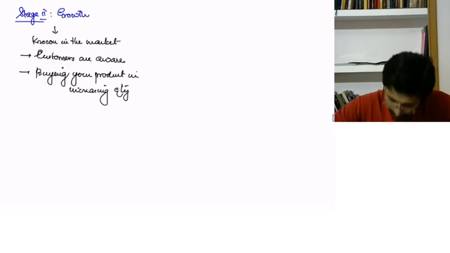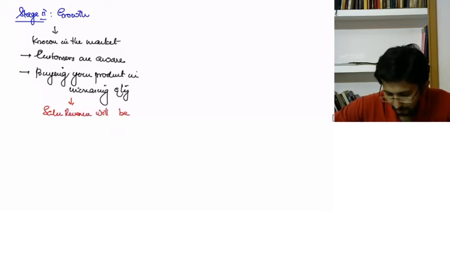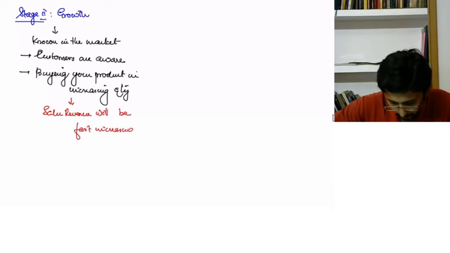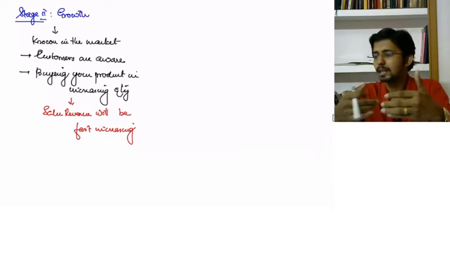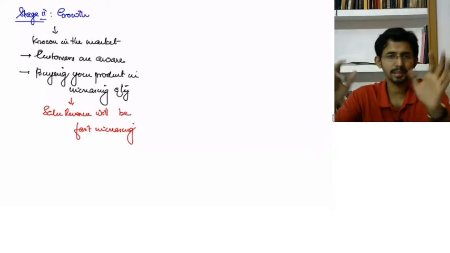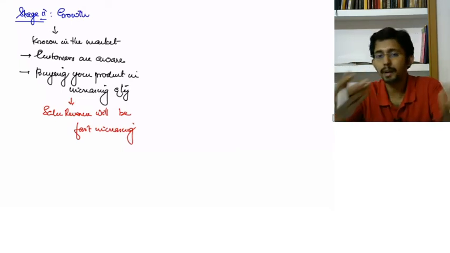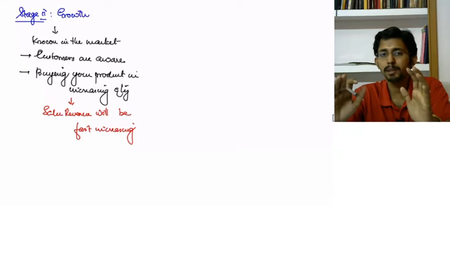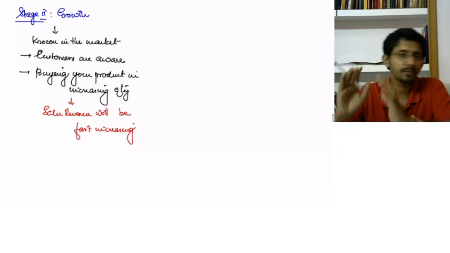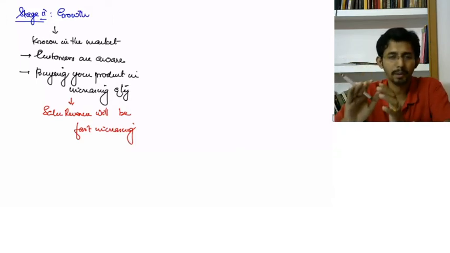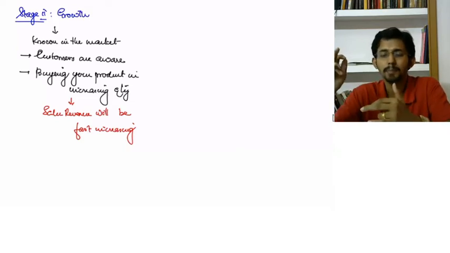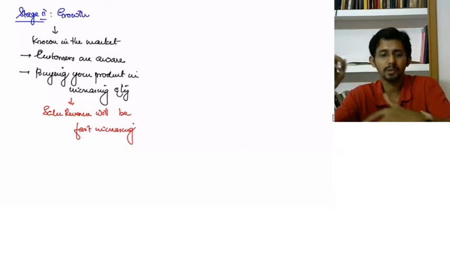So naturally what will happen? Your sales revenue will be fast increasing, because more and more customers are coming to buy your product. Your product is established and known in the market, because we are spending a lot on advertisement and marketing. People know the quality, the features, everything, the utility of your product. So they are buying. So naturally, the sales revenue will be fast increasing.